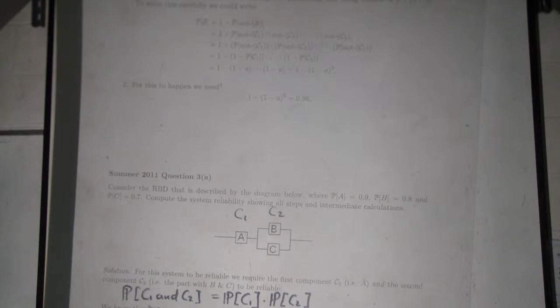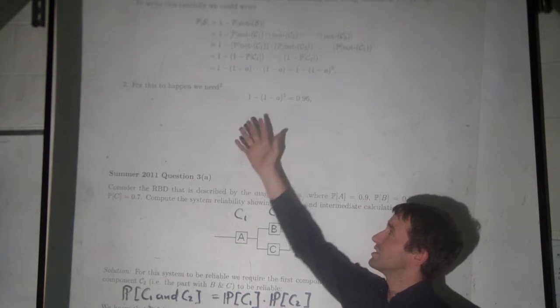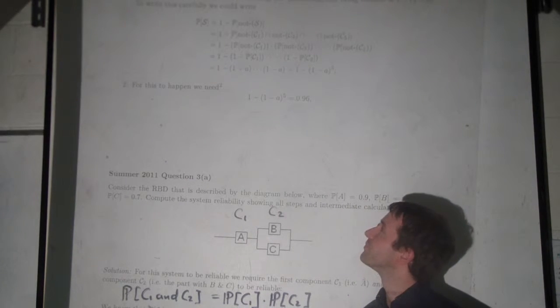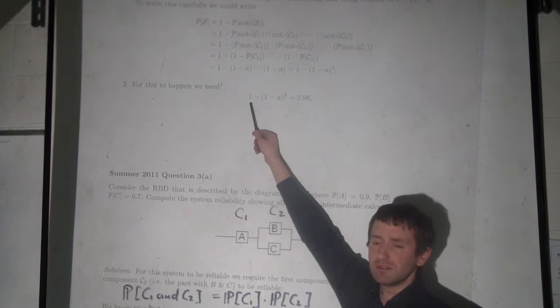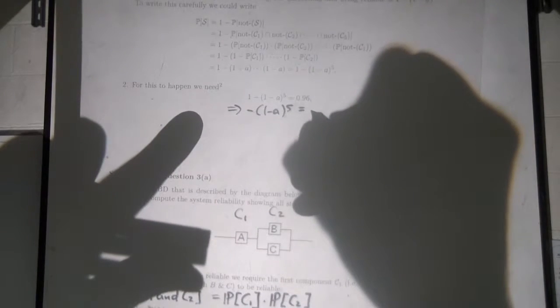I don't see too many equations on this paper, but anyway, you want to get A on its own. What's in the way? What's stopping you having A on its own? The 1. How do you get rid of that 1? Or rather subtract it to the other side, yeah? So I have minus 1 minus 8 to the power of 5 equal to 0.96 minus 1, 0.04.